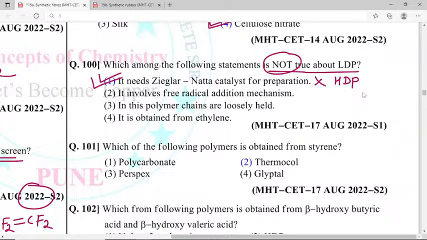It involves free radical addition mechanism, yes, double bond. In this polymer, chains are loosely held, yes, correct, because these are the low density. It is obtained from ethylene, yes, correct.